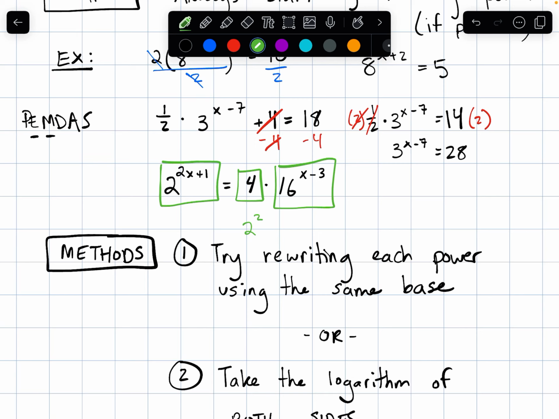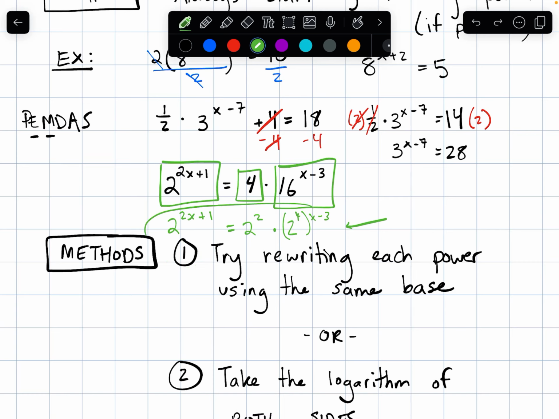So if we change everything into a power, that would be 2 to the 2x plus 1 equals 2 squared. We know 16 is the same as 2 to the, not 2 to the 8th, 2 to the 4th power. And then we still have that x minus 3. So this should look familiar to you. We did this in chapter 8.2 where we tried to get all the common base. And that's actually going to be our first method here. All right, method 1 is to try to get each power using the same base.